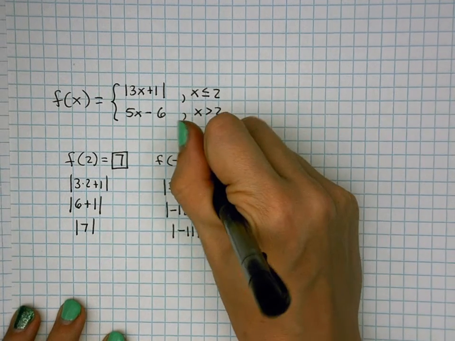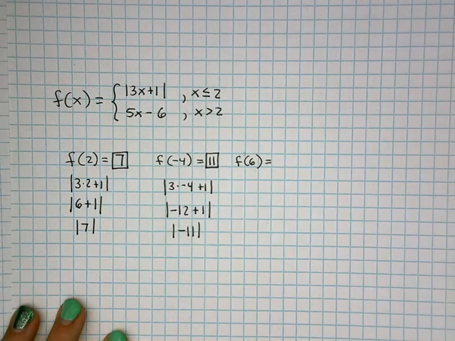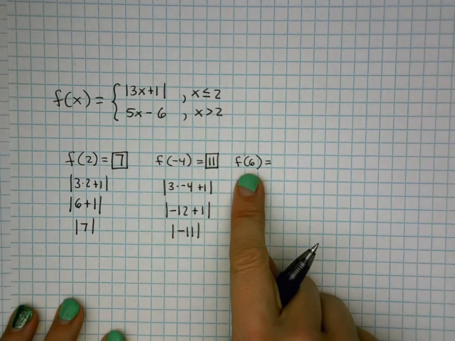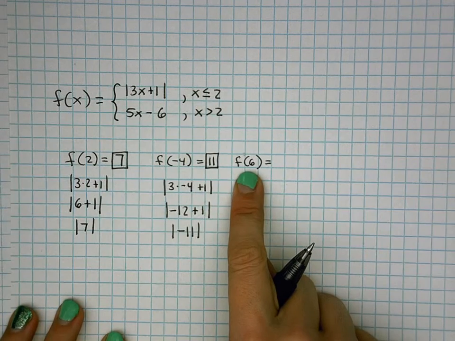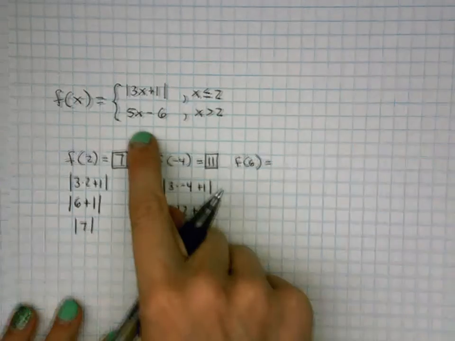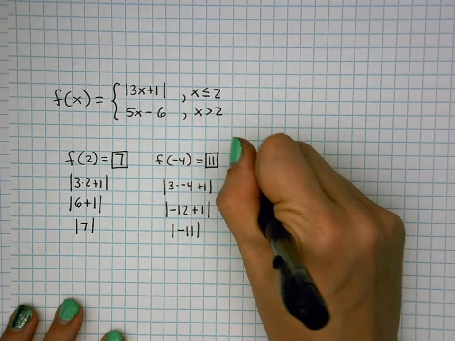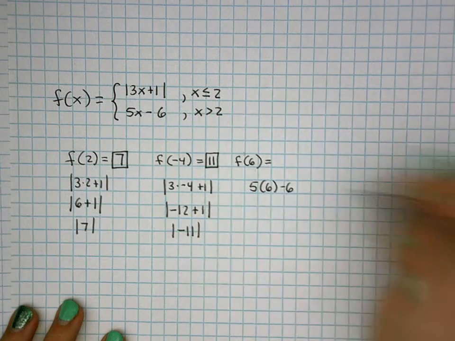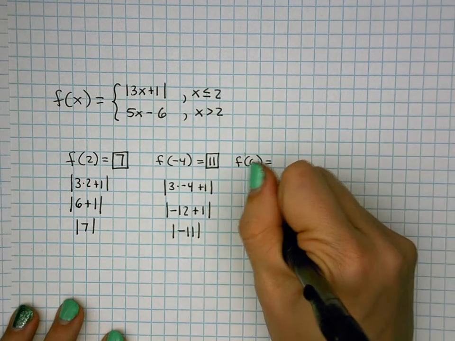And last but not least, we have 6. So where is 6? 6 is here. So we're using the bottom function this time. 5 times 6 minus 6 is 30 minus 6, or 24.